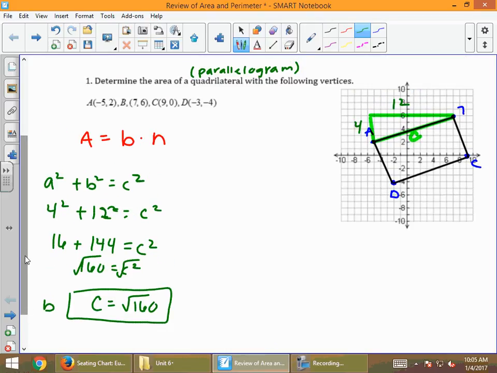Now you do the same process to find your height. Again, we have two heights. It doesn't really matter which one you use. This one is your right triangle. Again, the side you're trying to find is always your c. What's the distance of this bottom side? Great. What's the distance of this up and down side? Yep.